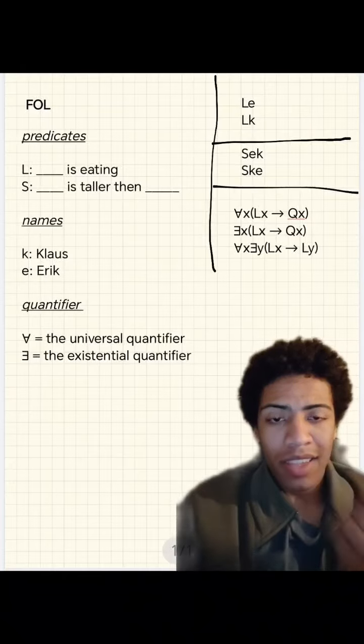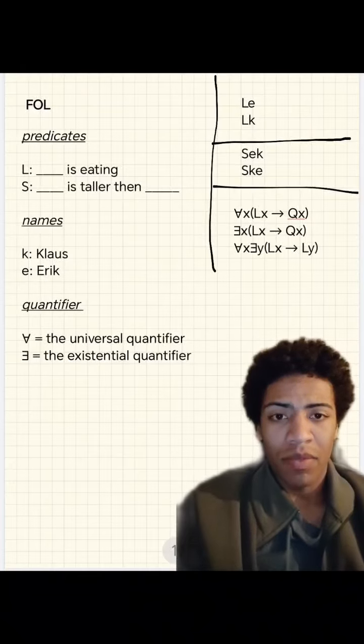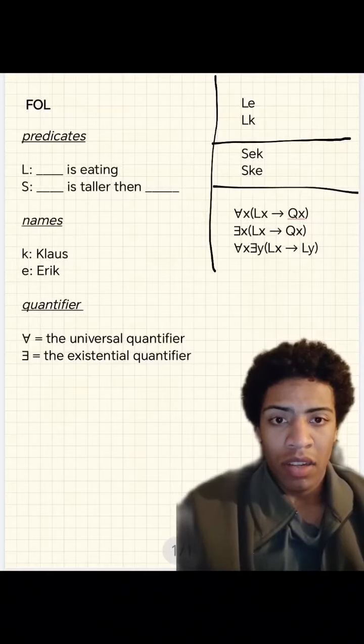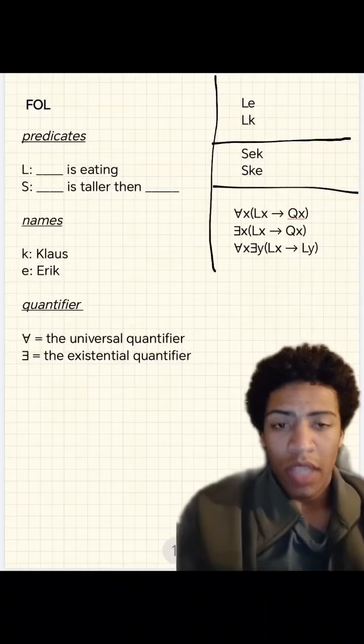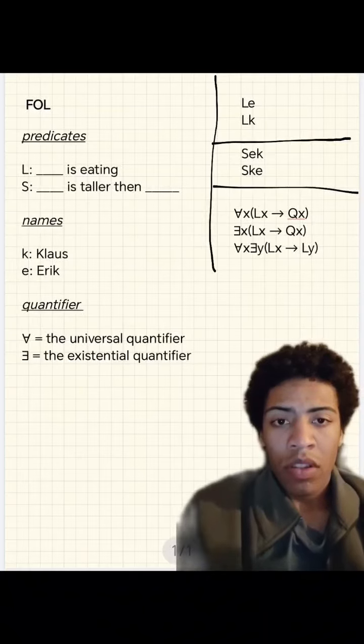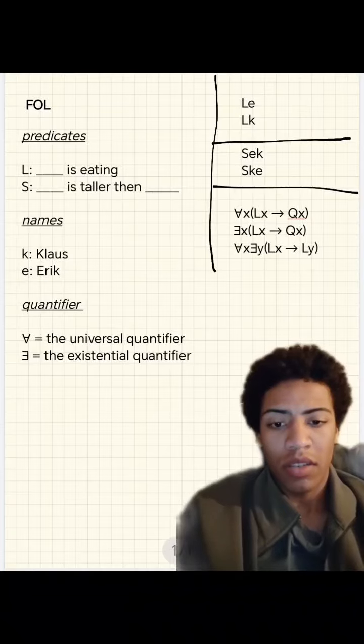So ∀x, if Lx, then Qx. So that could mean for all, so x can basically be any value. So for all x who is eating, for everyone who is eating, Q is the case.